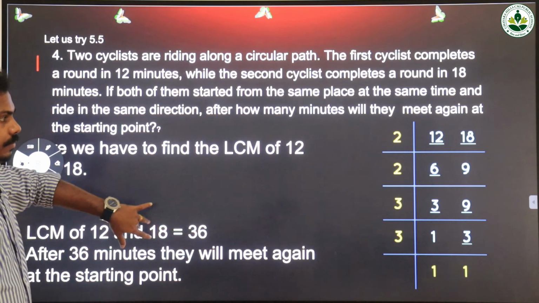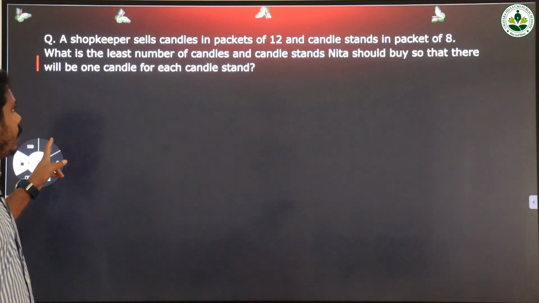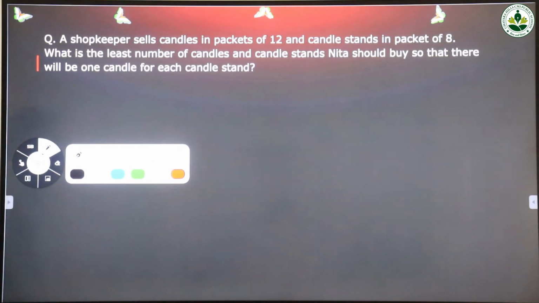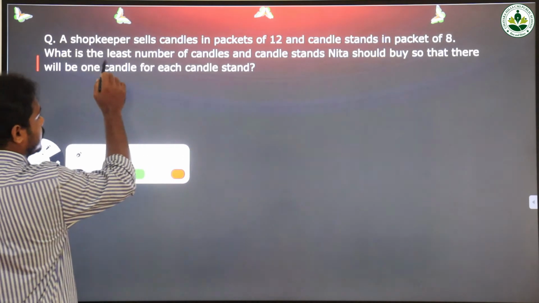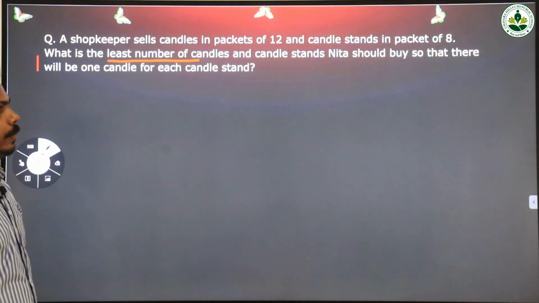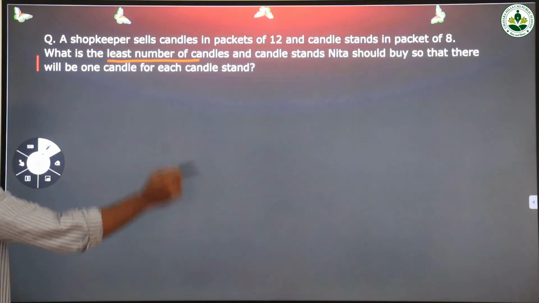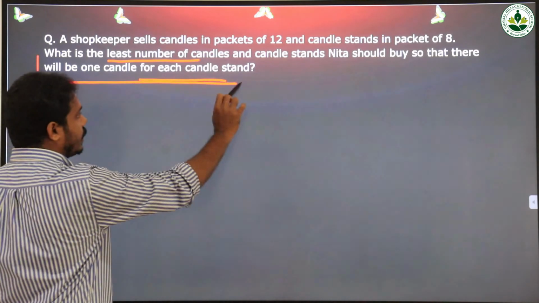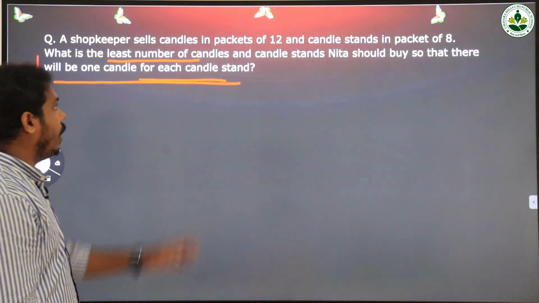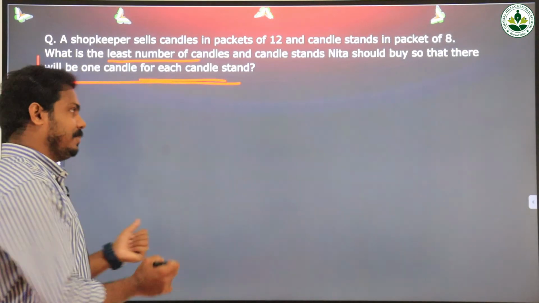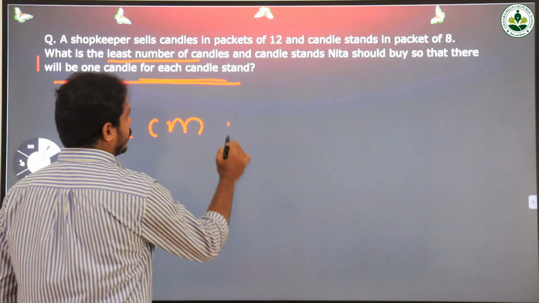And next question. A shopkeeper sells candles in packets of 12 and candle stands in packets of 8. What is the least number of candles and candle stands Nida should buy so that there will be one candle for each candle stand? Two words are here, same, equal and least number. So here we need to find the LCM of 12 and 8.